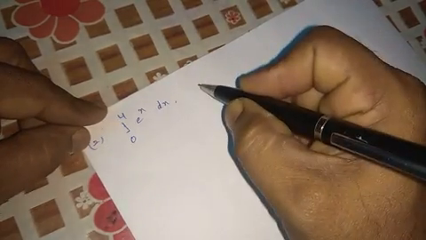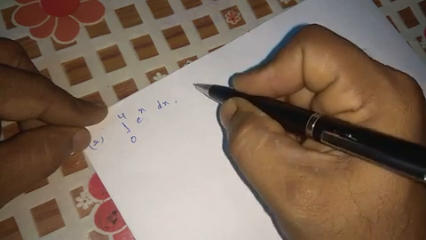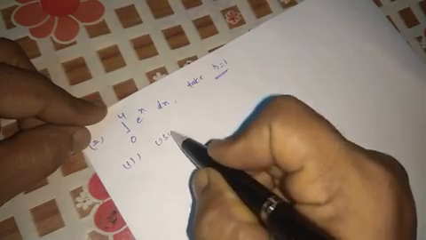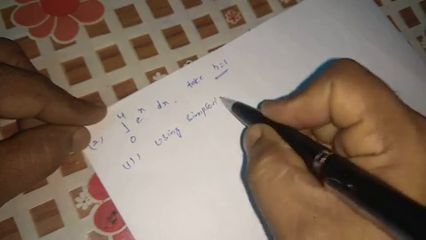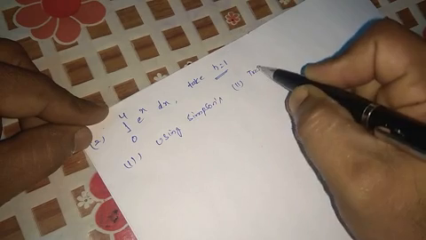Okay. The next one is integral from 0 to 4 e power x into dx. Taking h equal to 1. The first problem is using Simpson's rule. The second one is trapezoidal rule.